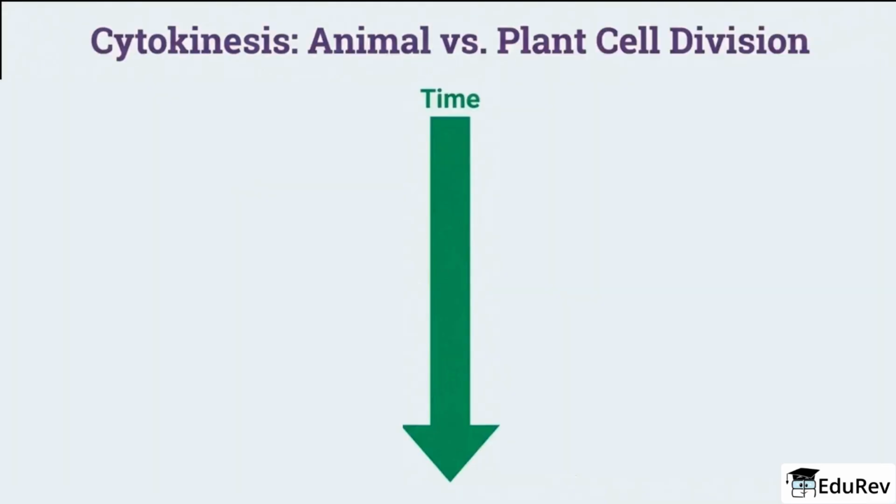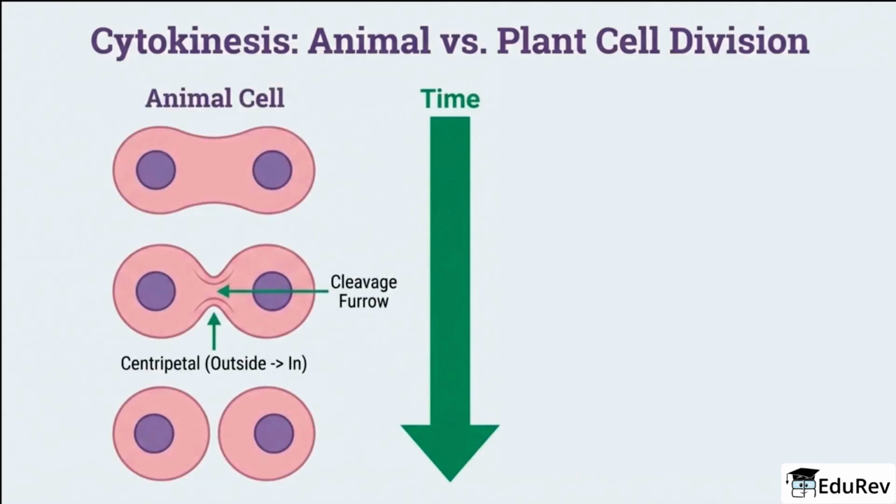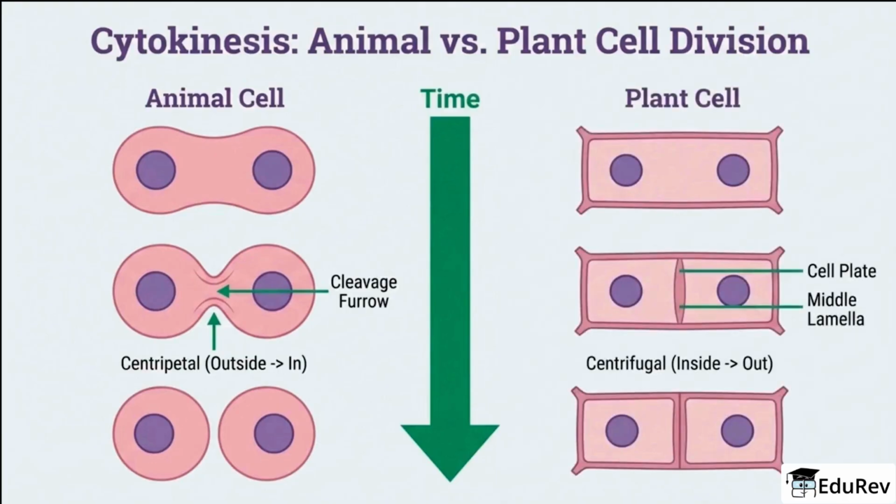Cytokinesis differs between animal and plant cells because of their structures. Animal cells use a contractile ring to form a cleavage furrow that pinches the cell inward, a centripetal process. Plant cells build a new cell plate from Golgi-derived vesicles at the cell center that expands outward, forming a middle lamella between the two daughter cells, a centrifugal mechanism adapted to the rigid cell wall.